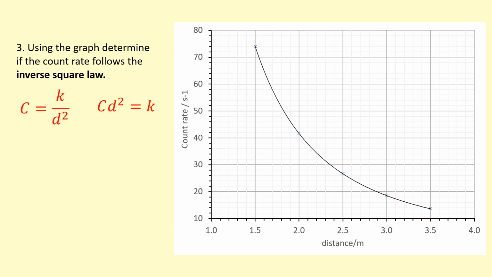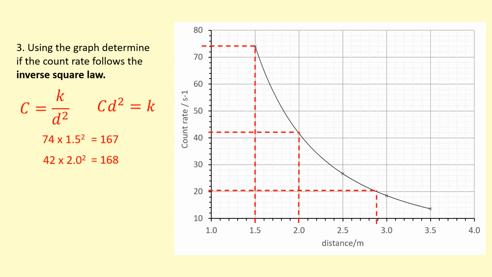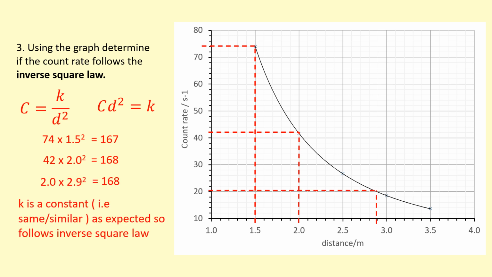So let's take a set of data, at least 3 sets of data, and check if this is true. So I'm going to do 74 times 1.5 squared, and that gives me 167. And if I do this for another set of data, let's do this point over here. So I'm taking nice easy points to measure. Okay, and I get 168. Don't forget to do the square as well this time. Okay, and if I do it now, final point here, I also get 168.